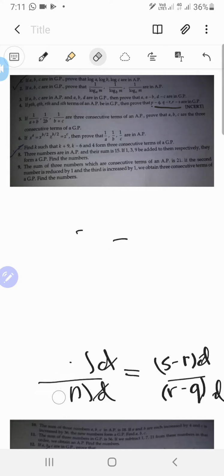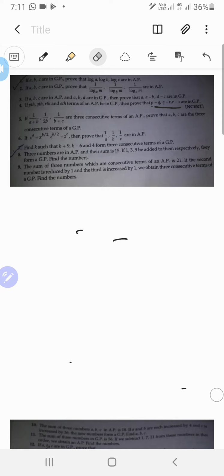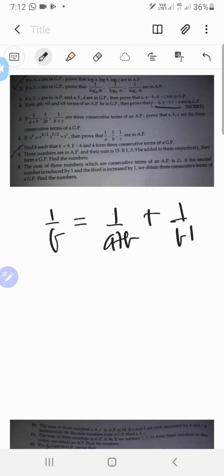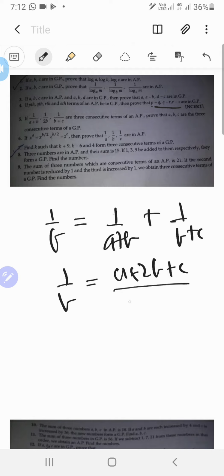If 1 by a plus b, 1 by 2b, and 1 by b plus c are three consecutive terms of an AP, prove that a, b, c are three consecutive terms of a GP. These are consecutive terms of an AP, which means that 2 times the middle term, which is 1 by b, is equal to the sum of the first and last term, which is 1 upon a plus b plus 1 upon b plus c. Let's see what we get from this. We get 1 by b is equal to a plus 2b plus c upon ab plus ac plus b squared plus bc.